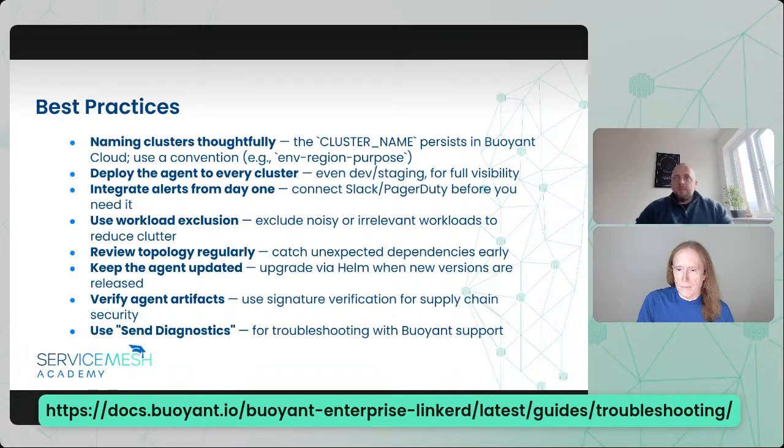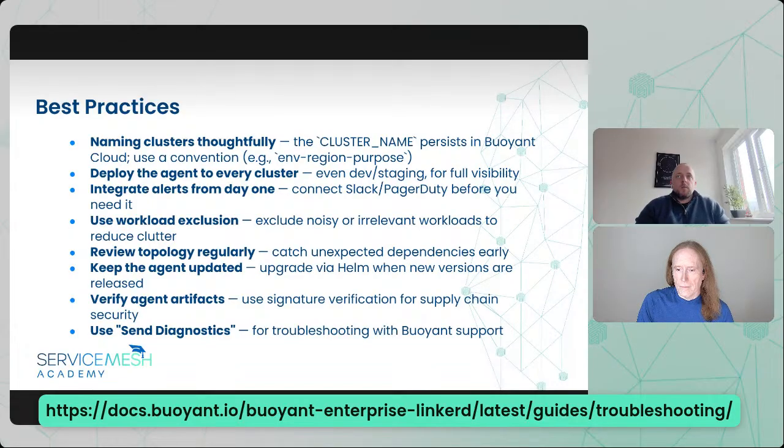Obviously deploy the agent to every cluster, even dev and staging, because again, that helps you track, well, my error rate for this application in dev is different to UAT. So why is that? Is that a version difference? Is that a configuration difference? Do we need to do anything with that information?